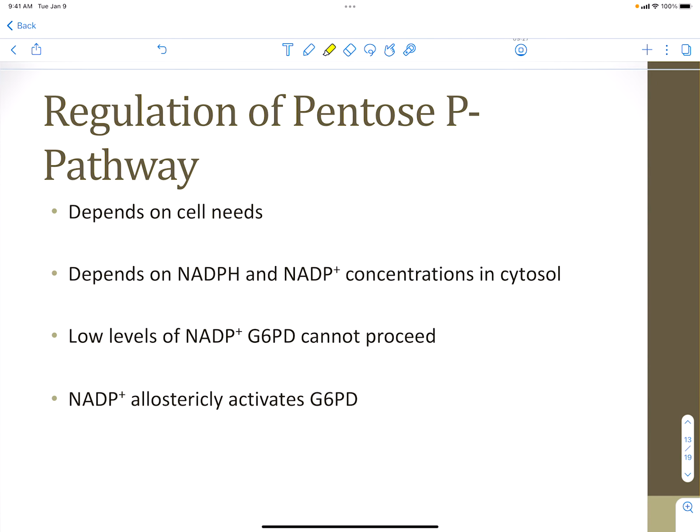So when do cells go into the pentose phosphate pathway? Well, it depends on the need. So do you need to make NADPH? What is the ratio of NADP to NADPH? If you have low levels of NADP, then you cannot go through the glucose 6-phosphate dehydrogenase. So that first step will be blocked. So NADP is going to activate glucose 6-phosphate dehydrogenase to generate more NADPH.